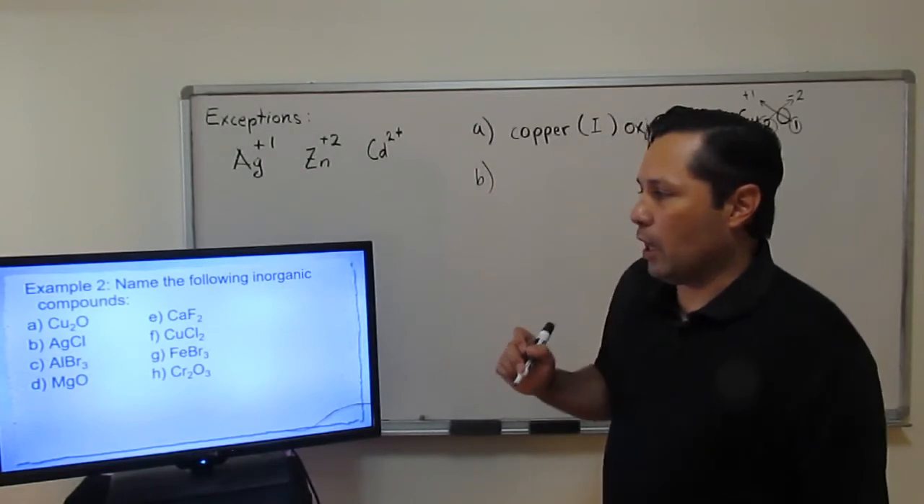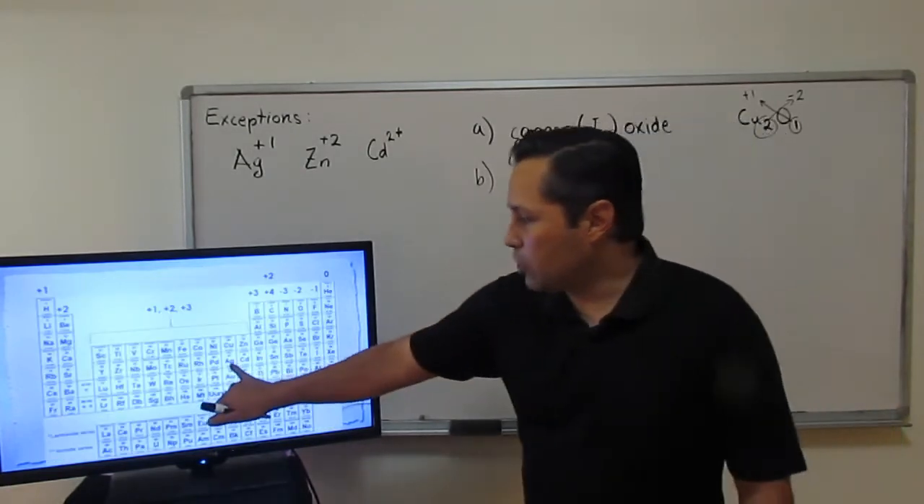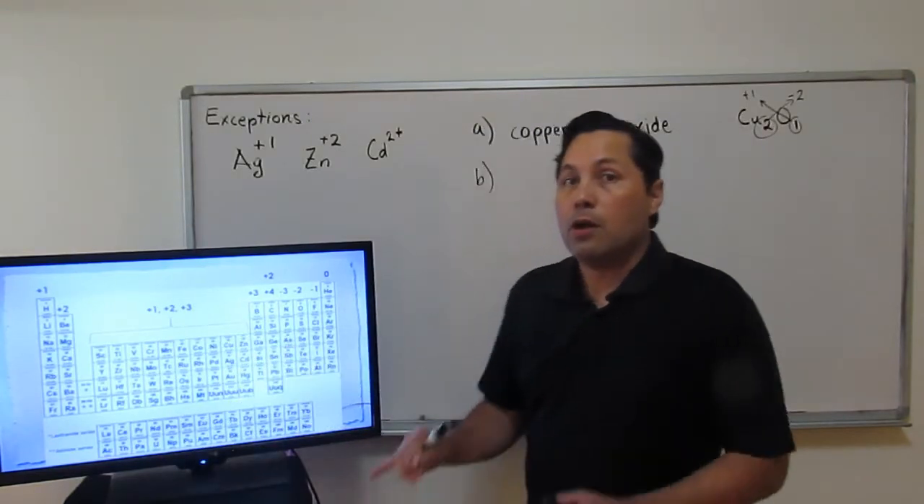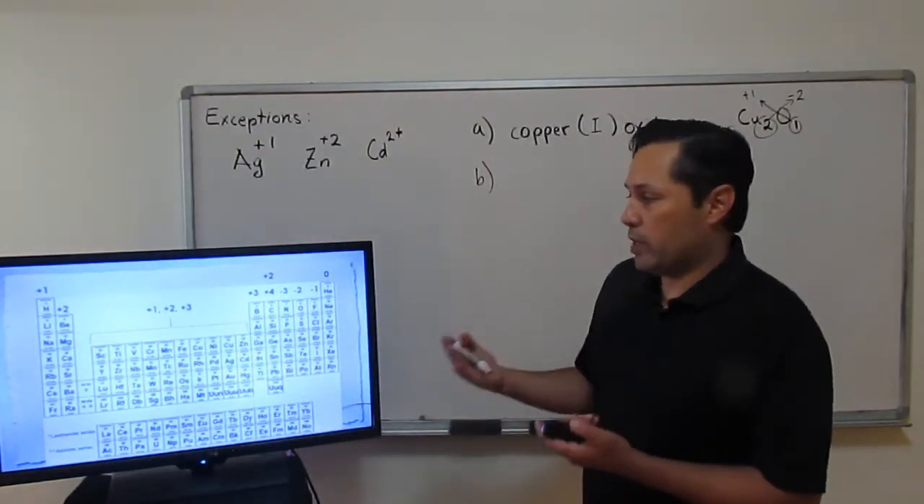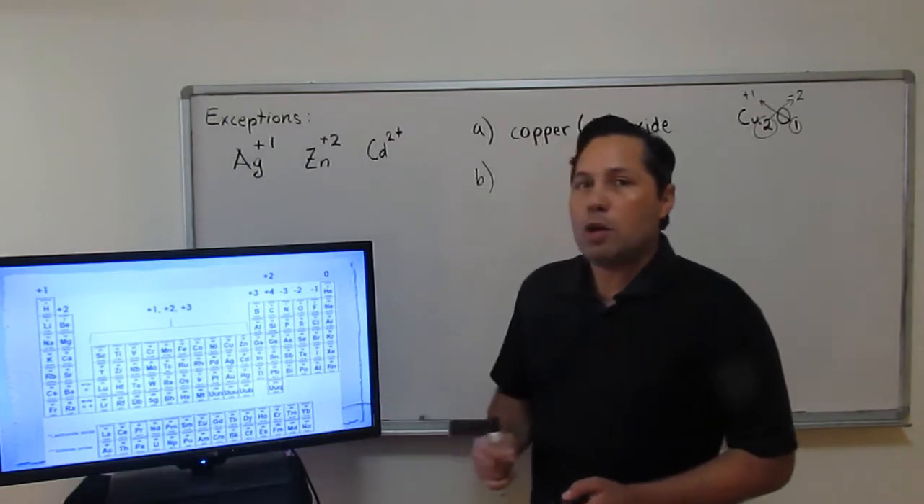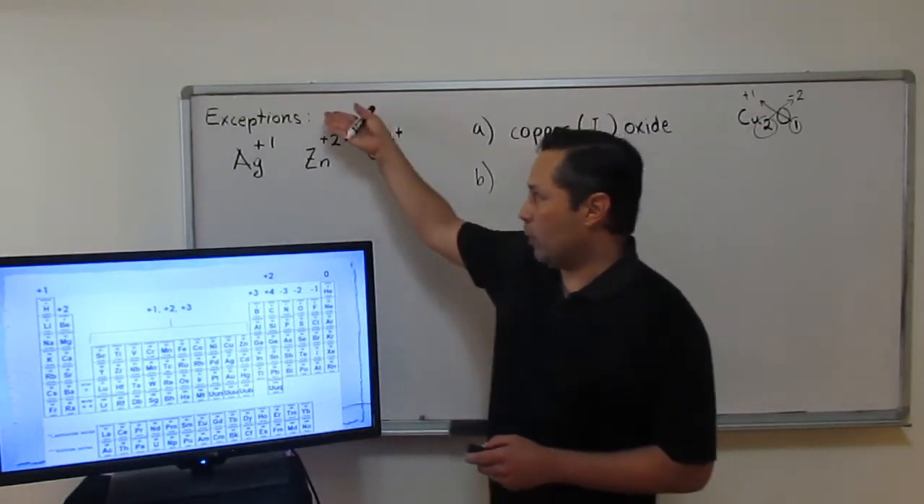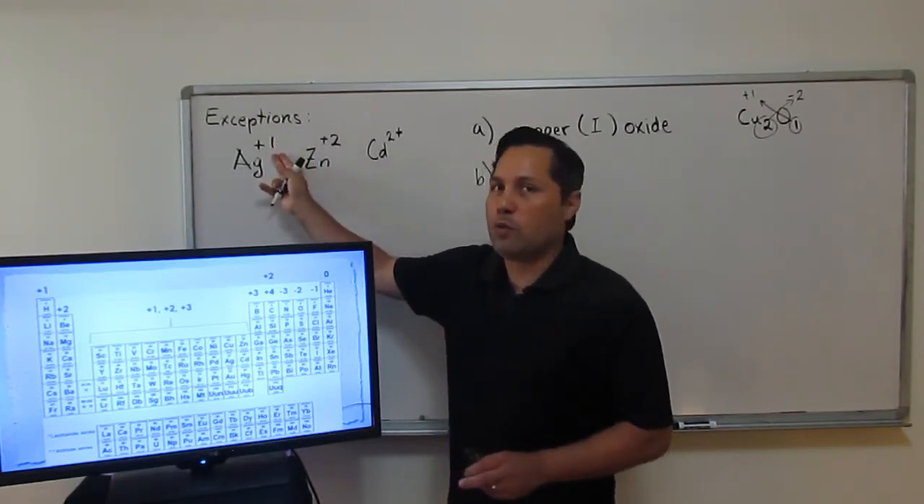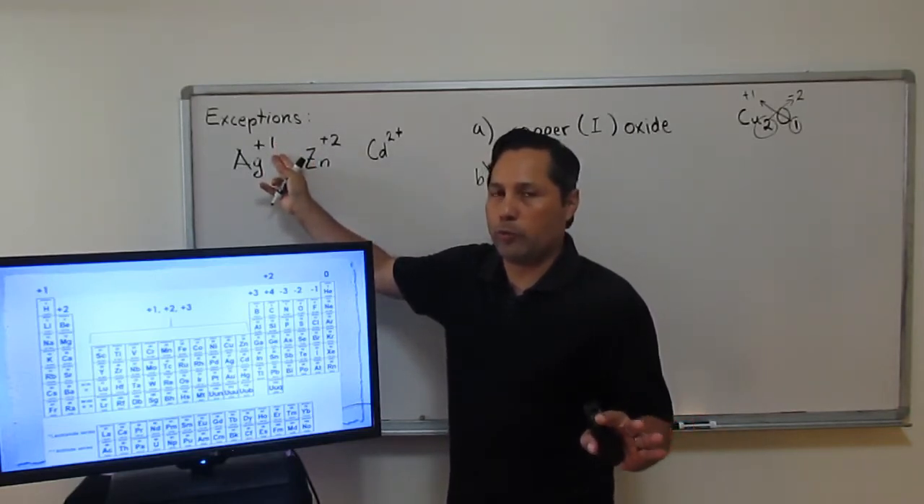Alright, AgCl, Ag's right here, it is silver. Notice that it comes from the middle of the periodic table. So does it need a Roman numeral? Well, students will say, yeah, it's from the middle of the periodic table. But in chemistry, there are exceptions. I wrote them up here. Ag silver, no, it's always a +1, so you do not need to write down a Roman numeral for it.